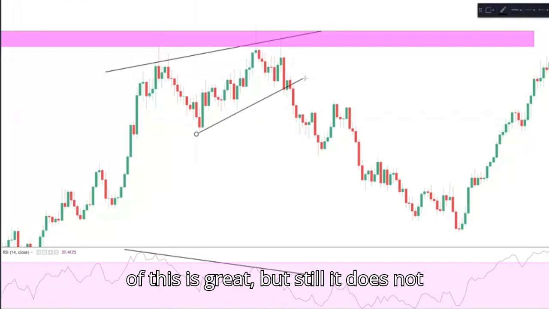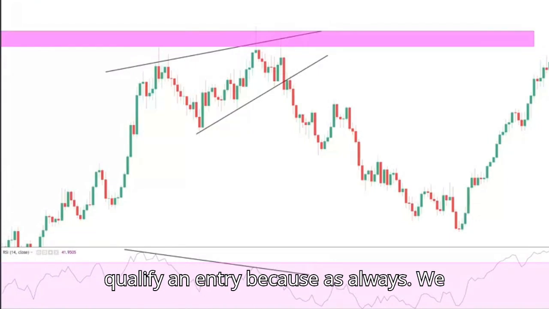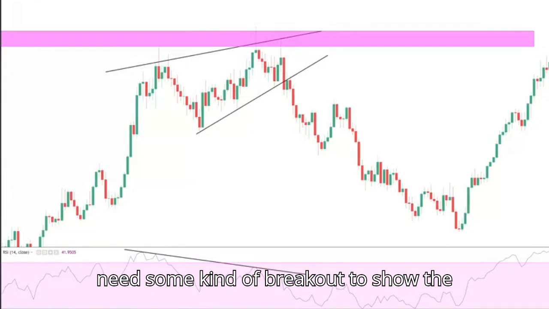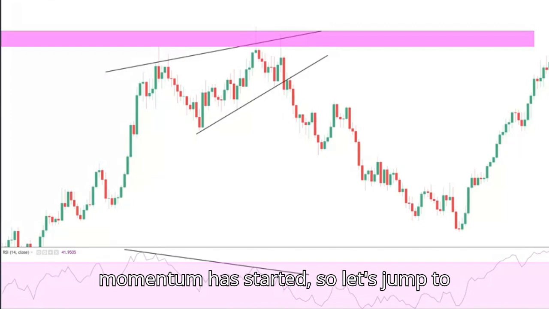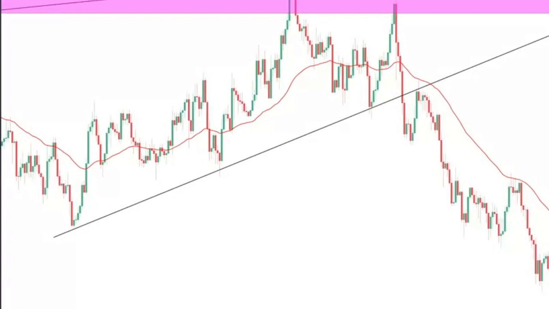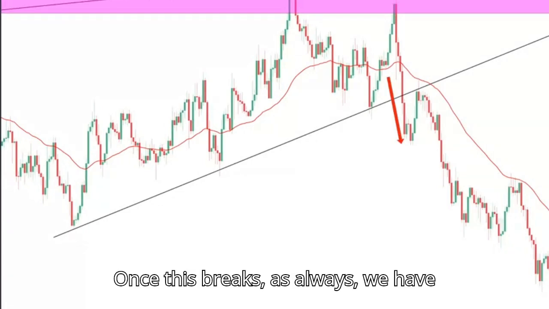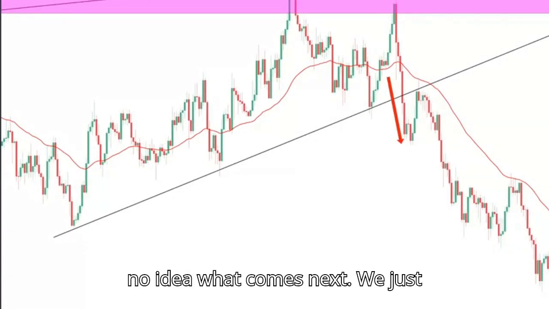So all of this is great, but still it does not qualify an entry because, as always, we need some kind of breakout to show the momentum has started. So let's jump to the 4-hour. Here in the 4-hour, once this breaks, as always, we have no idea what comes next.